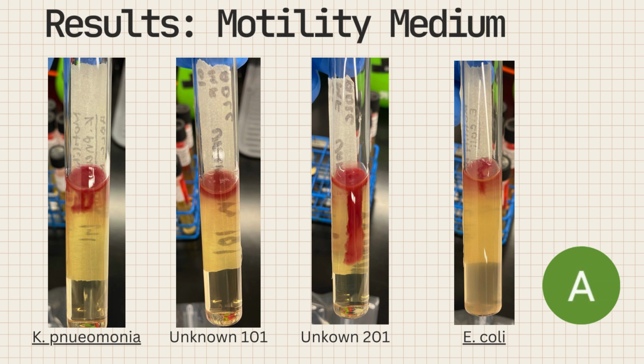On the other hand, the unknown sample 201 displays a profound bacterial growth along the inoculation line. This reveals a possibility that the bacterial unknown sample 201 may be non-motile. Although K. pneumoniae displays a bit of non-motile growth, it is not as profound when compared to the results of unknown sample 201.